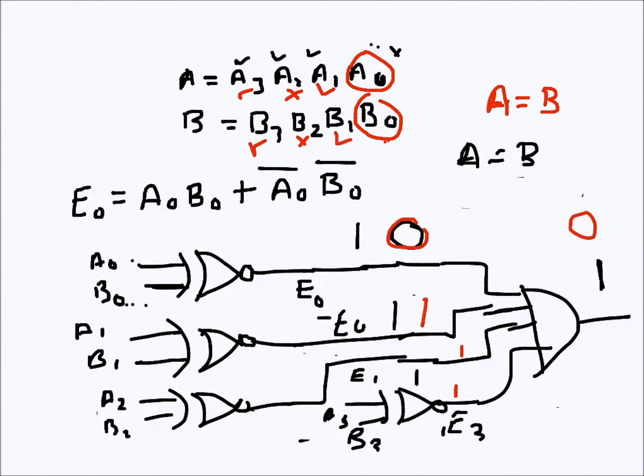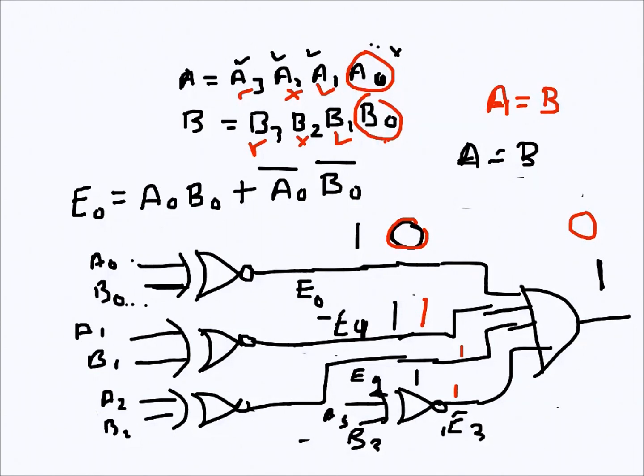So this is how we can build a comparator circuit that can test whether two binary numbers are equal or not. This is just the equality test. Then I will do the greater than and less than tests later on. So this one is E0 here, E1 here, E2 here, and this is E3 here.